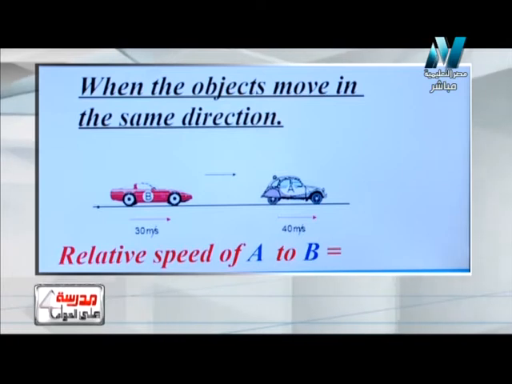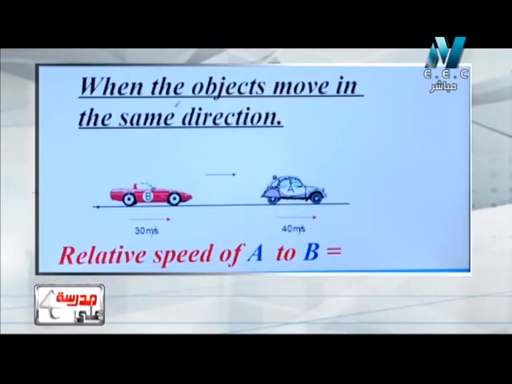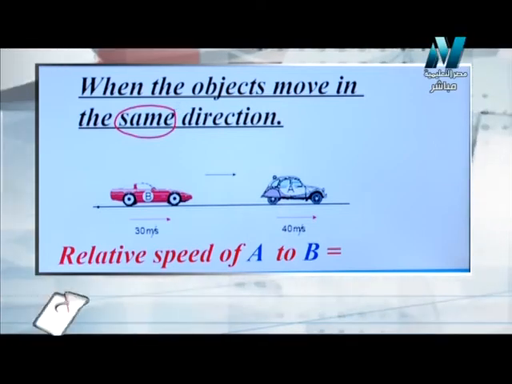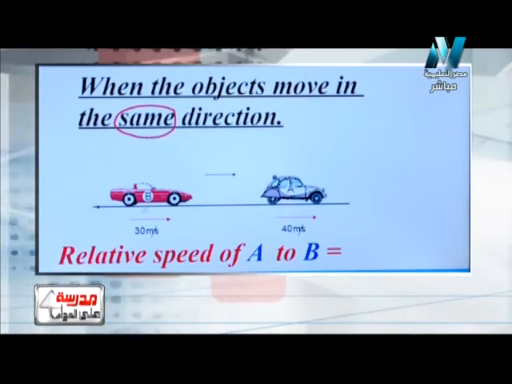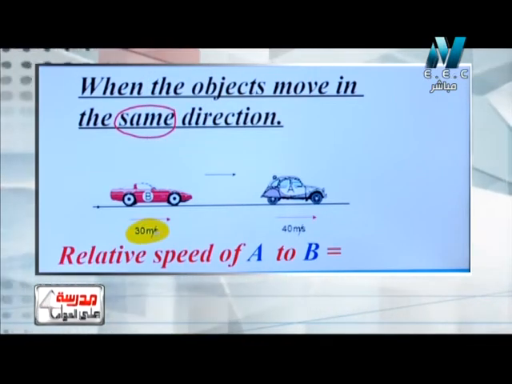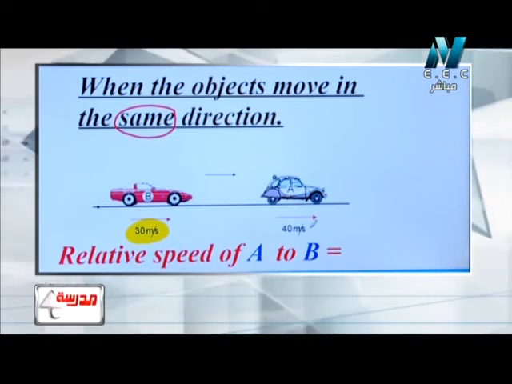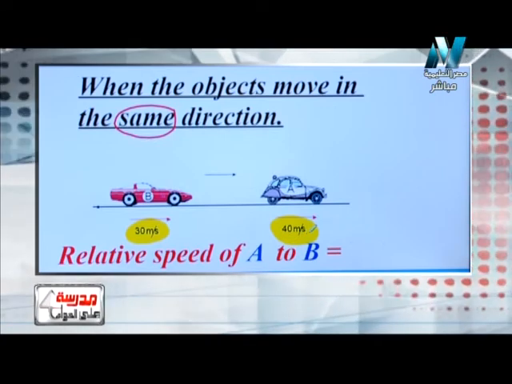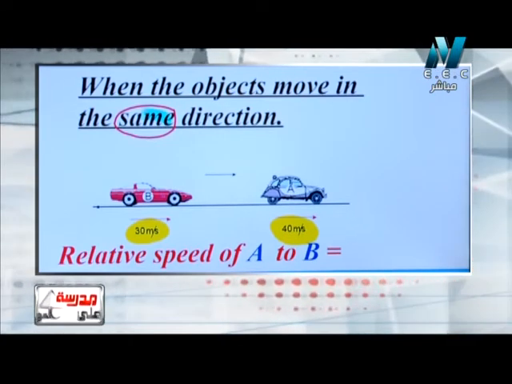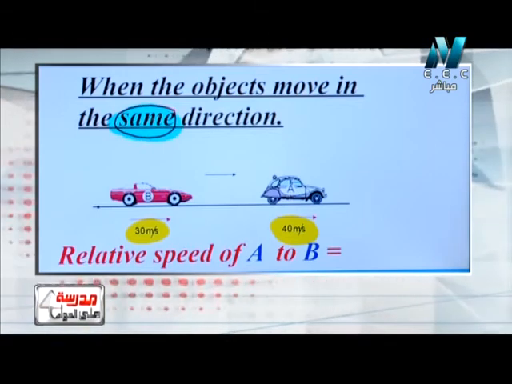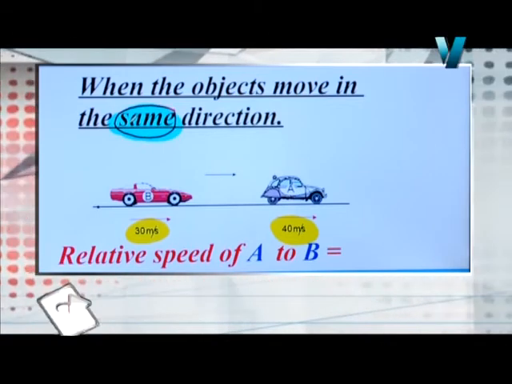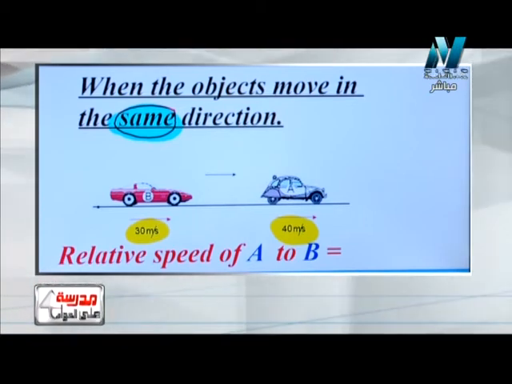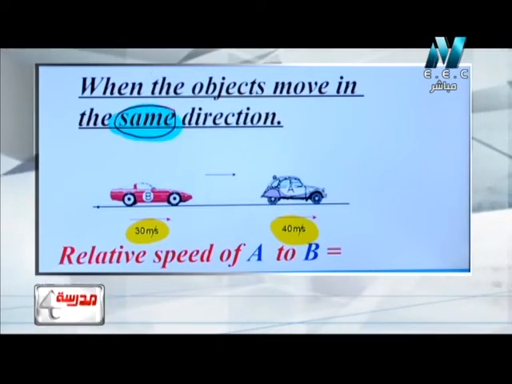As we see here, dear students, when the objects move in the same direction, as we have here, the first car moves with speed 30 meters per second and the second car moves with speed 40 meters per second. The two cars move in the same direction. نخلي بالنا من دي لأن هنا we have two different laws, عندنا قانونين مختلفين تماما.